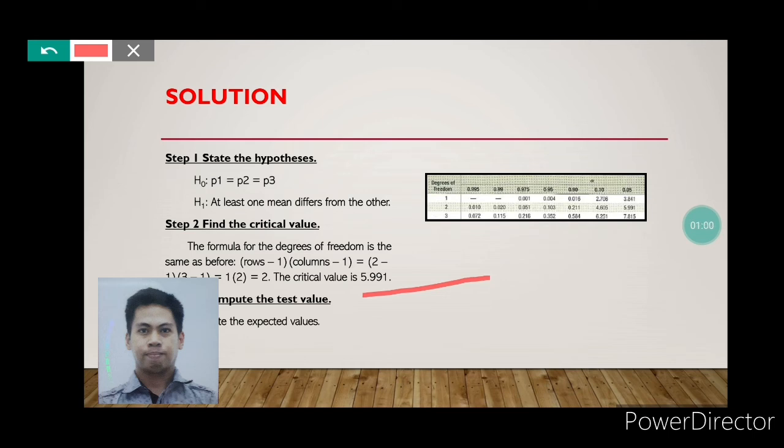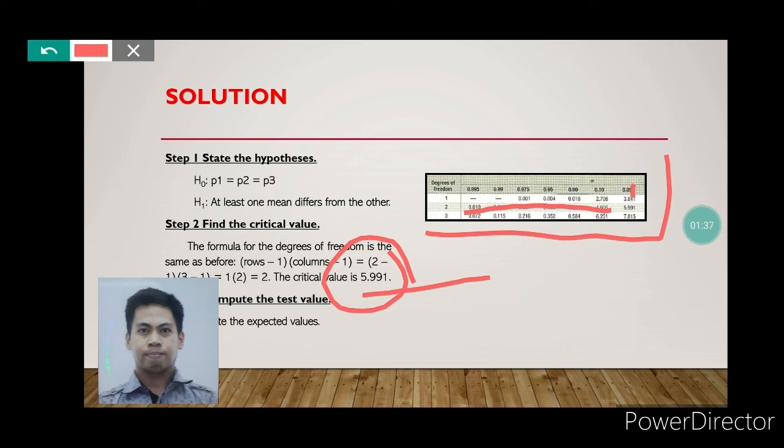Since there are 2 rows and 3 columns in the given contingency table, DF is equal to (2 minus 1) multiplied by (3 minus 1), which is equal to 2. And now using table G, or the chi-squared table, under alpha 0.05 and degrees of freedom 2, the corresponding critical value is then equal to 5.991. And step 3 is to compute the test value.